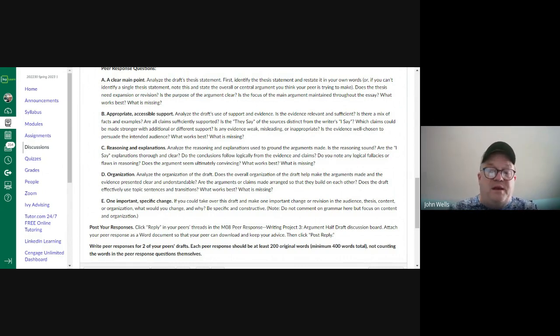And then the last piece is the one important specific change. I really think that the benefit of this, so 1, 2, 3, 4, those are reactions. Those are feedbacks of a reader, right? Like when somebody reads something, those are the kinds of things that they're thinking when they read.